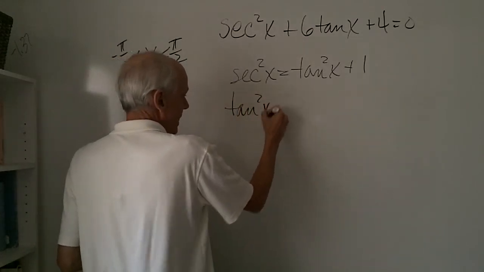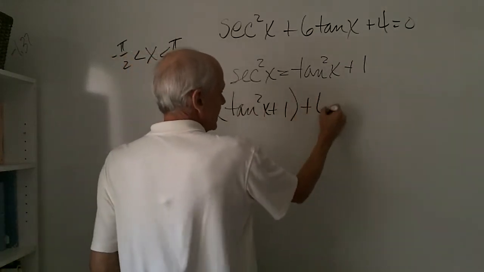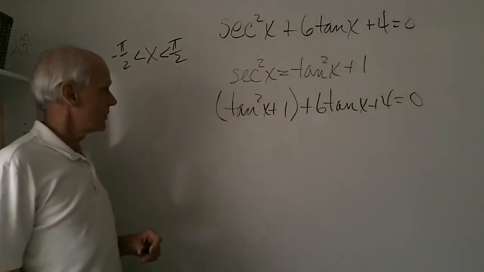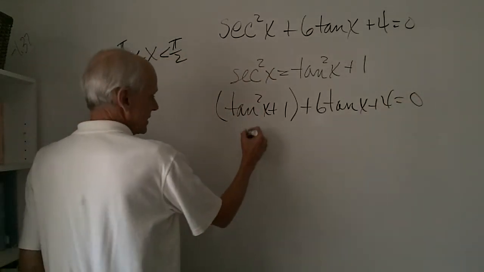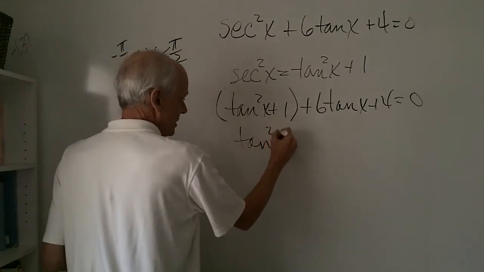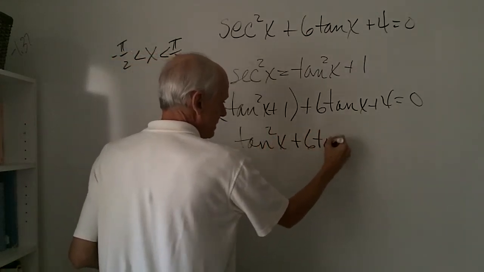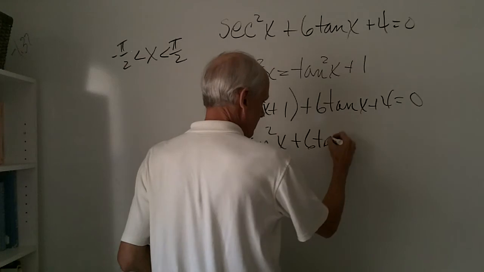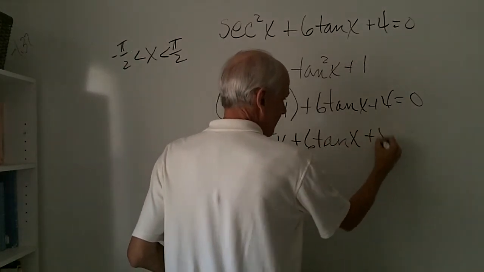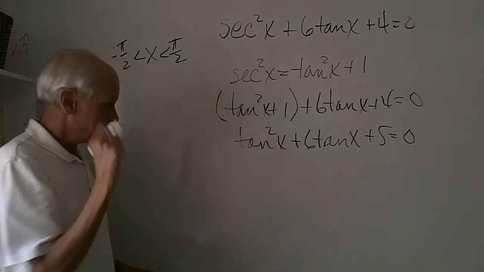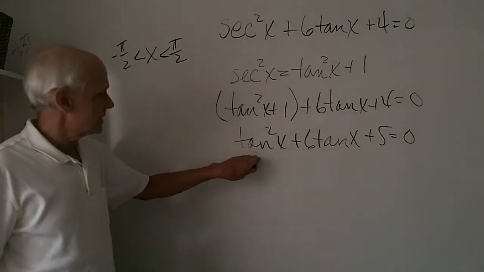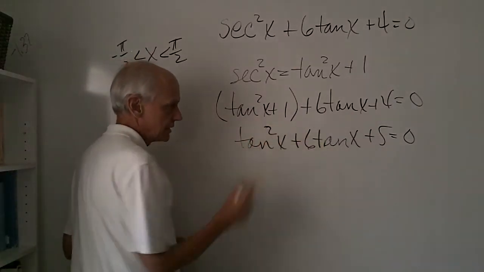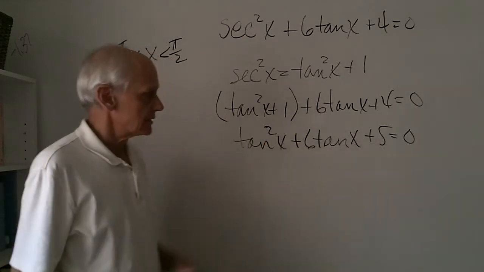Tangent squared x plus 1 plus 6 tangent x plus 4 is equal to 0. Combining like terms, I can say that tangent squared x plus 6 tan x plus 5 is equal to 0. Well, you'll notice that this is a quadratic form. It's not a quadratic equation, but it is a quadratic form where I have a square term, a non-squared term, plus a constant is equal to 0.